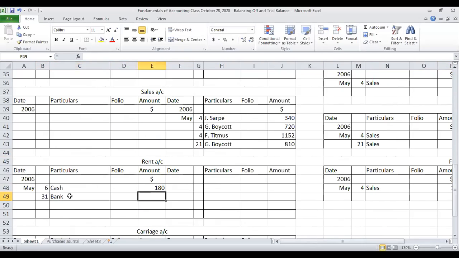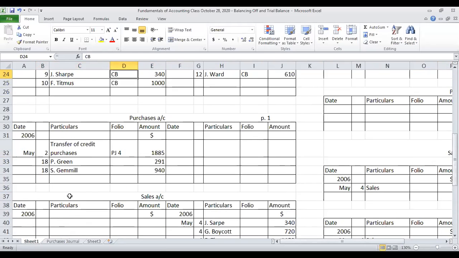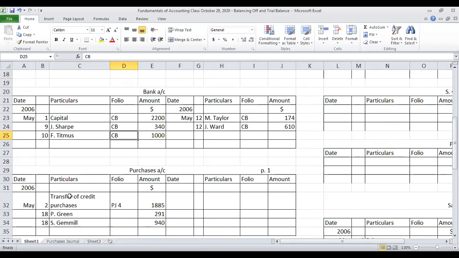Debit rent, and the amount would be 230, and they have created a bank account now. Rent, put CB because it's in the cash book, and then the amount is 230. So we are finished making the double entries now.